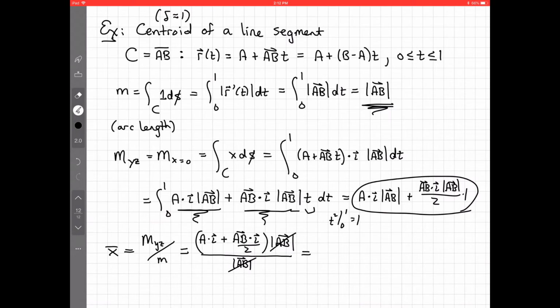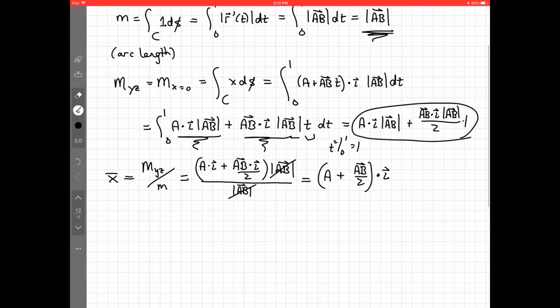And let's go ahead and, I'm going to undo part of what I did before and factor things back apart. I have A plus AB over 2, and both of those things are dotted with i. Okay, so there we go. What is the x component? It's A plus AB over 2 dotted with i.